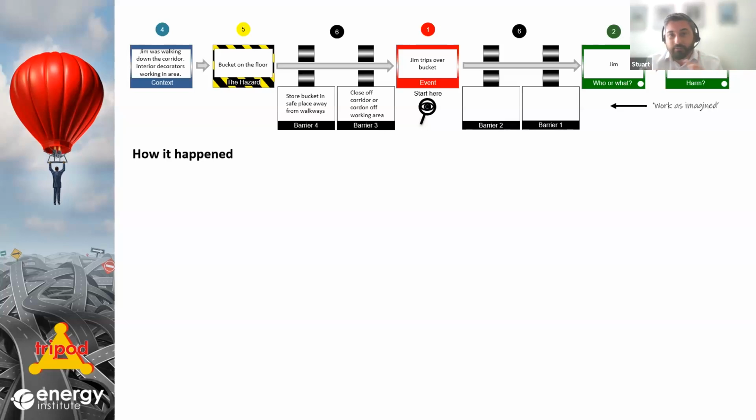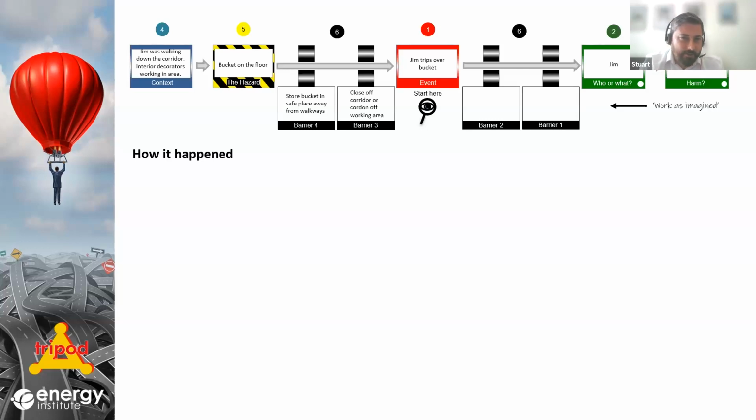You don't have to use Tripod like that. If you need 4 preventative barriers, you can use them for that. If you need 4 mitigation barriers, you can use them like that. It's just designed like that to prompt the investigators to think about not only the preventative barriers, but also the mitigation barriers. So in this example, I've got 2 barriers placed between the hazard and the event. The first is store buckets in a safe place away from walkways.